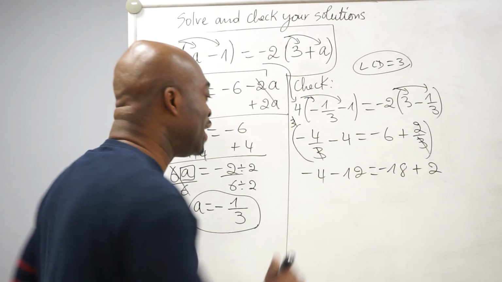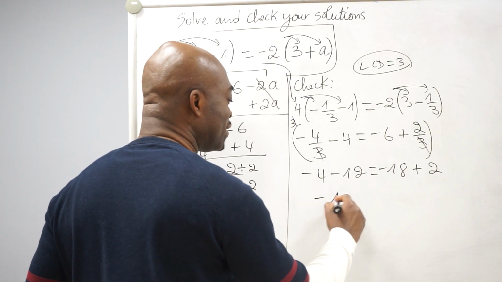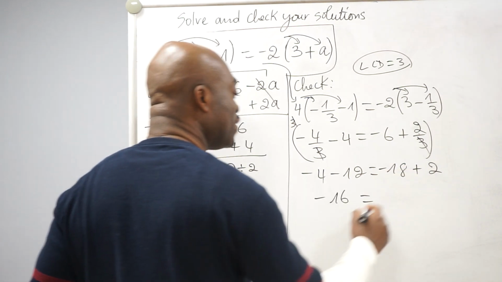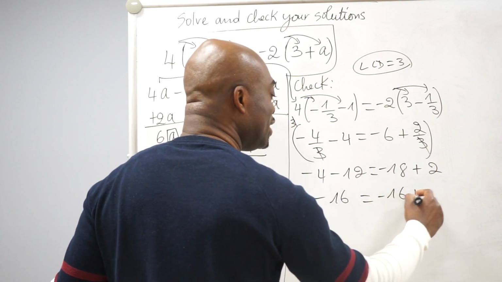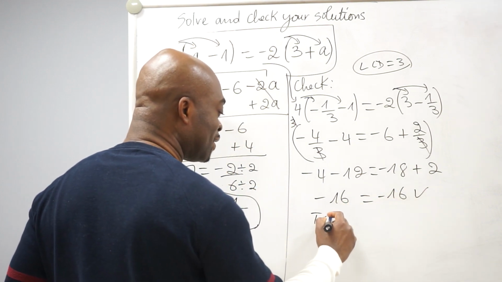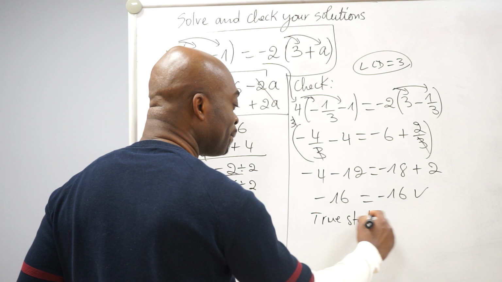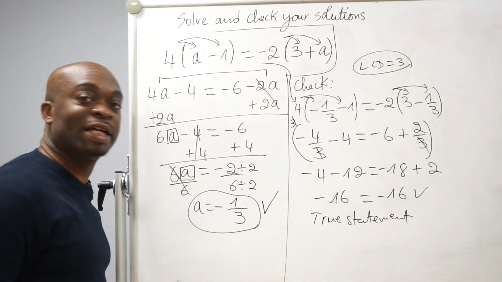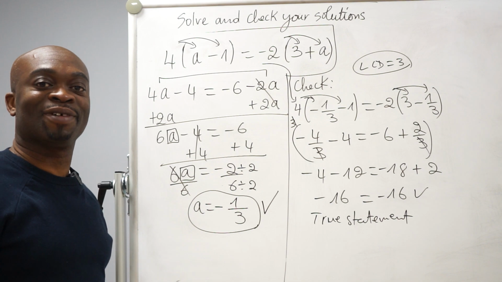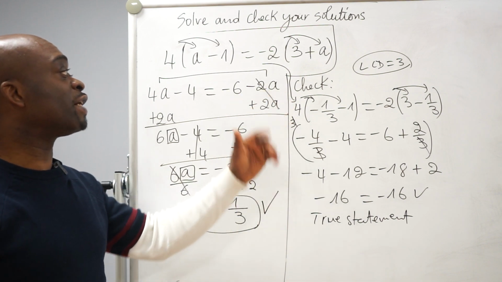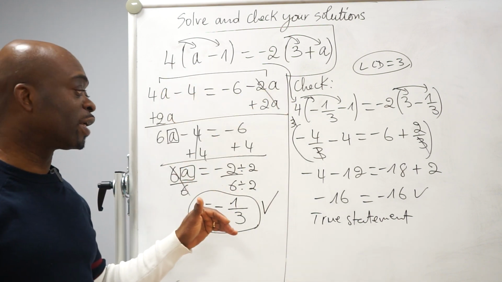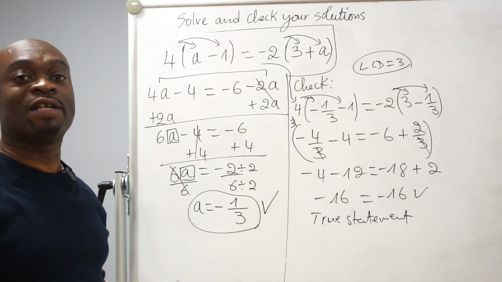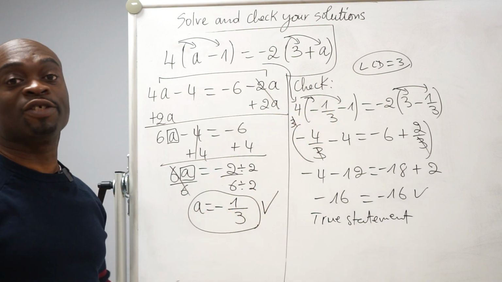Okay, so let's go. Negative 4, negative 12 is going to give us what? Negative 16. And this is equal to what? Negative 18 plus 2 is going to give us negative 16. Also, this one checks out. This is a true statement. And because we have a true statement, that means a equals negative 1/3 is good. All right? Okay, so you take your time, you go step by step, do the work, and also make sure that the solution is correct, so you can check it as well to make sure that this is correct, okay?